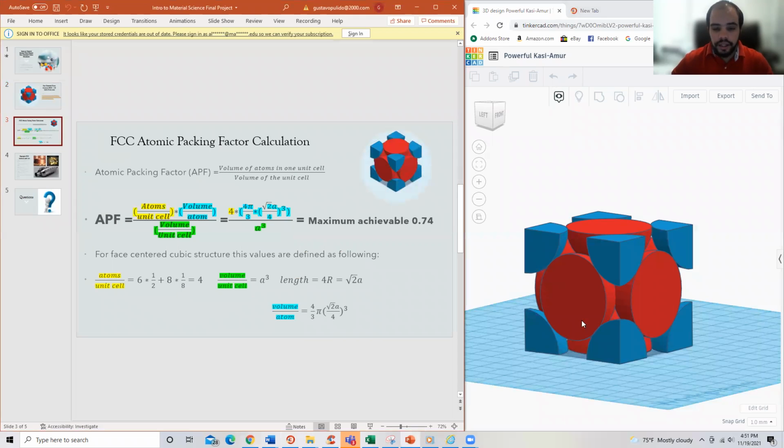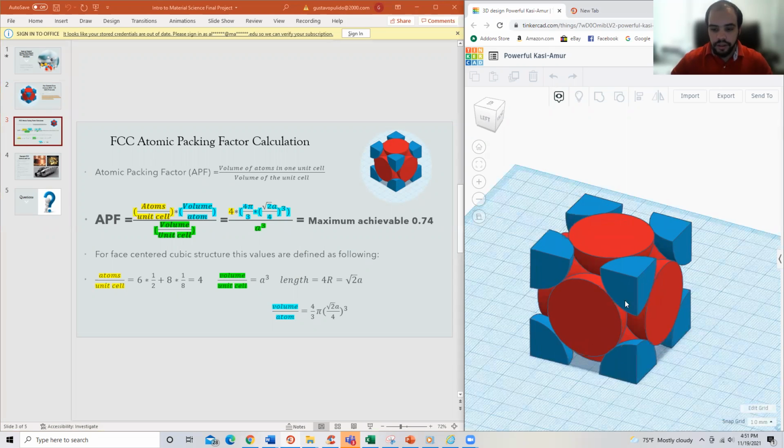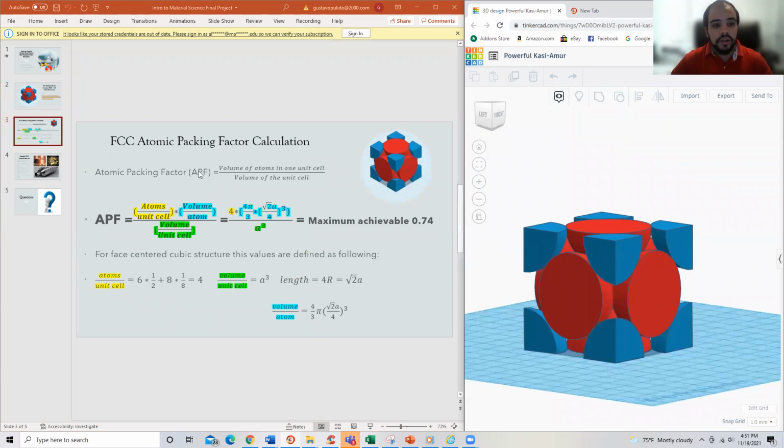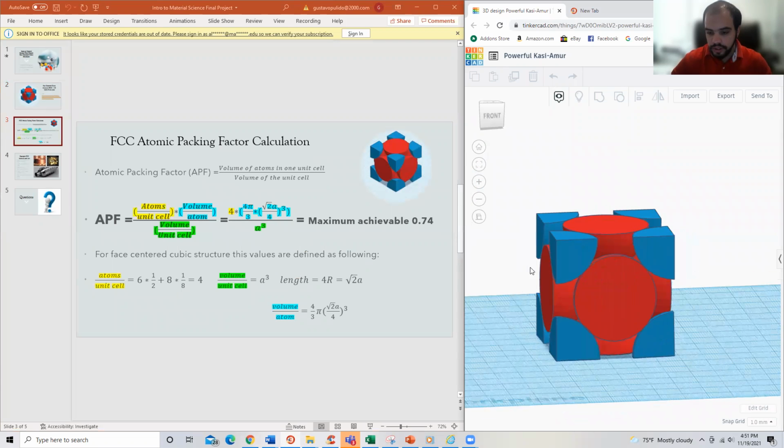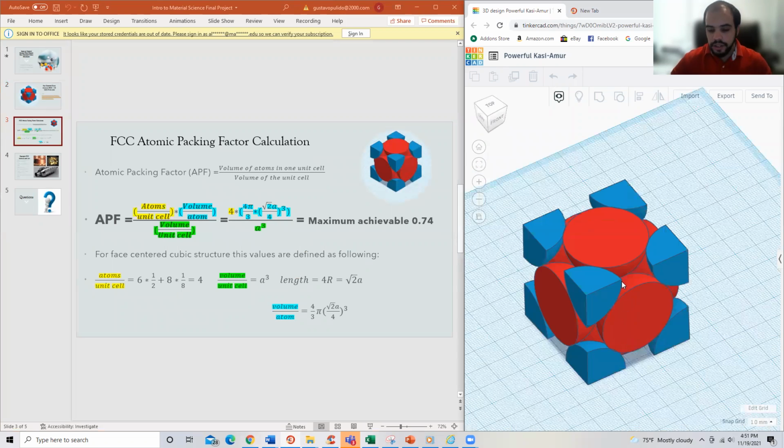I created this slide to support my explanation as well as I'm explaining on the right with the 3D model. So what is atomic packing factor? To begin with, atomic packing factor is the volume of atoms in one unit cell per volume of unit cell. As you guys can see, there are some holes between the atoms in this FCC structure.